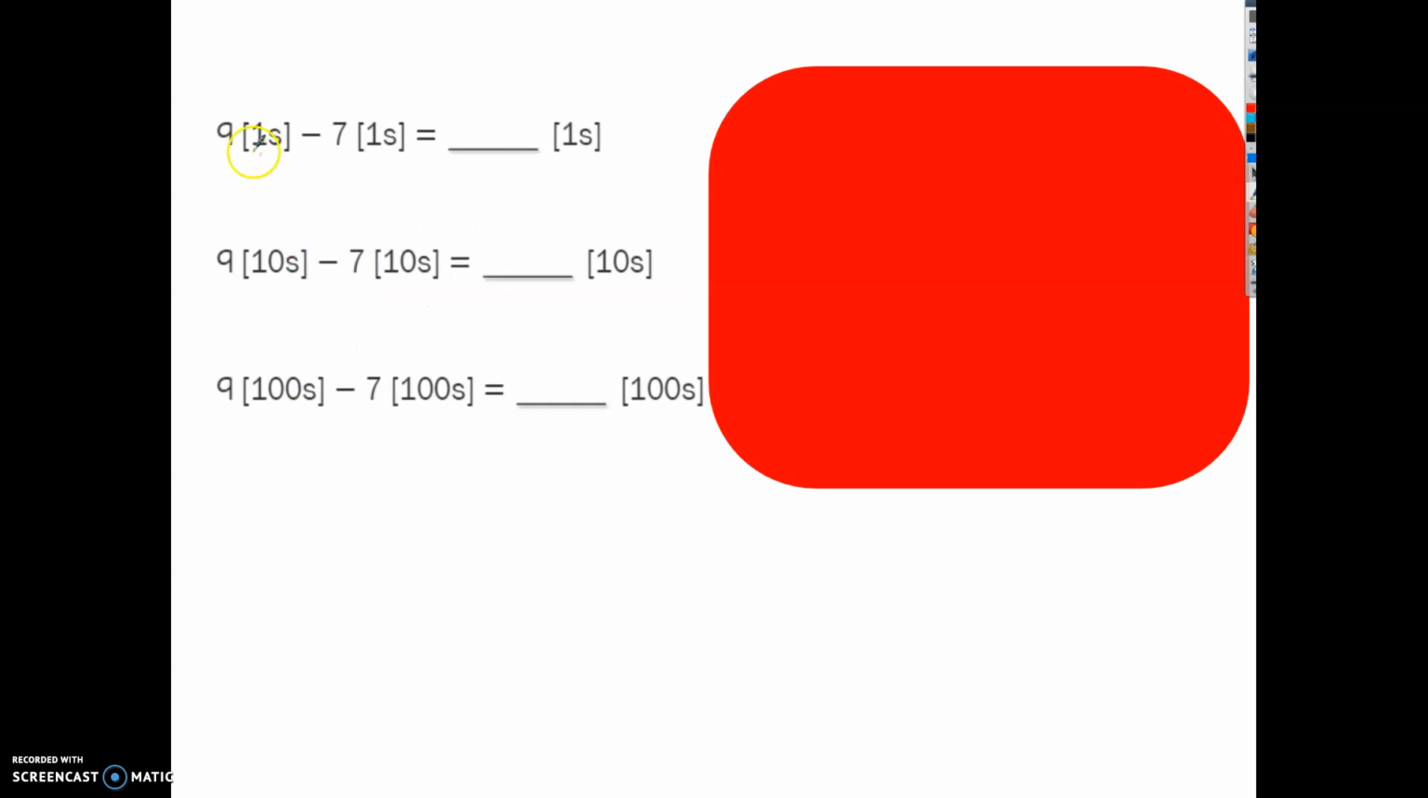So if I have 9 ones and I take away 7 ones, I have 2 ones left. If I have 9 tens and I take away 7 tens, I have 2 tens left. If I have 9 hundreds and I take away 7 hundreds, I have 2 hundreds left.